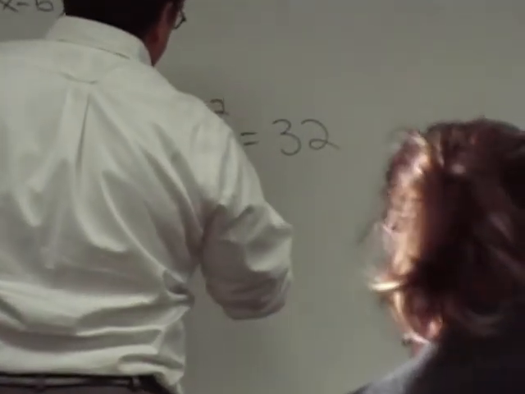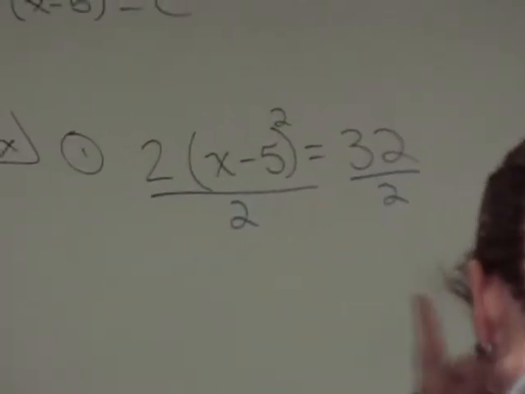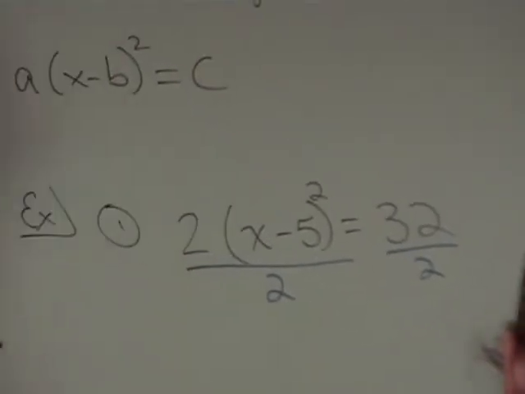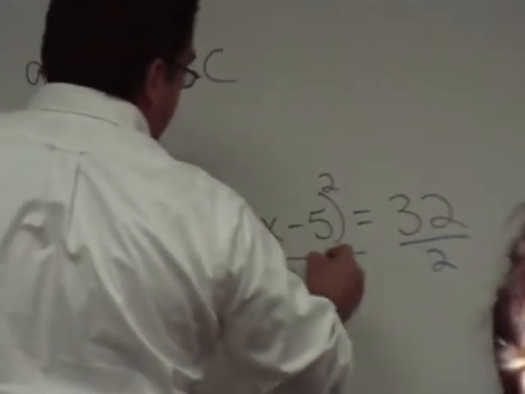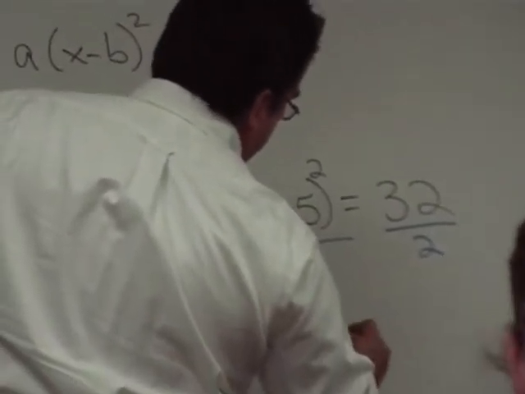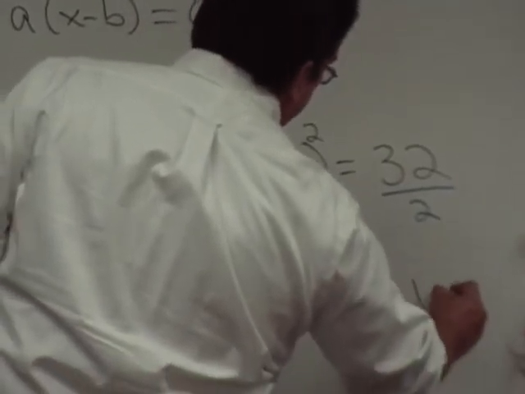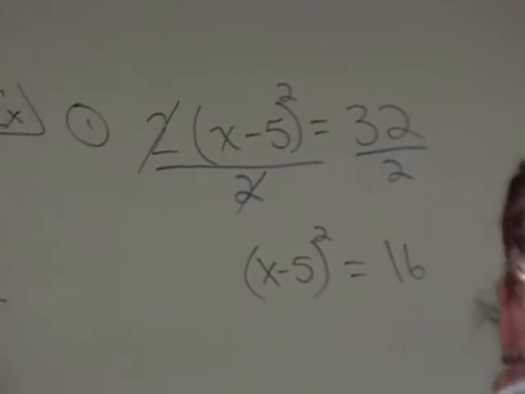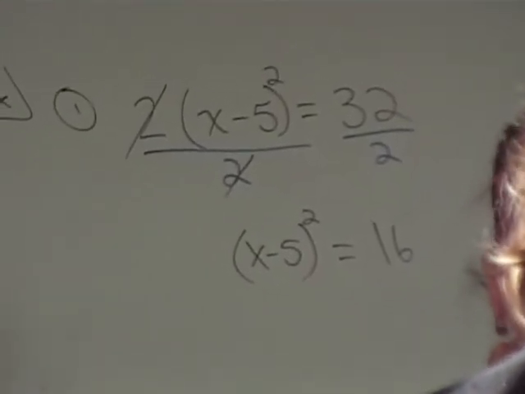I divide this side of the equation by 2, and I divide this side of the equation by 2. You're dividing by 2 for that number, because this coefficient I want to get rid of. I want to have something squared by itself. So this goes away. What do we have now? (x minus 5) squared is equal to 16. Any questions so far? Notice that I don't put the plus or minus yet.